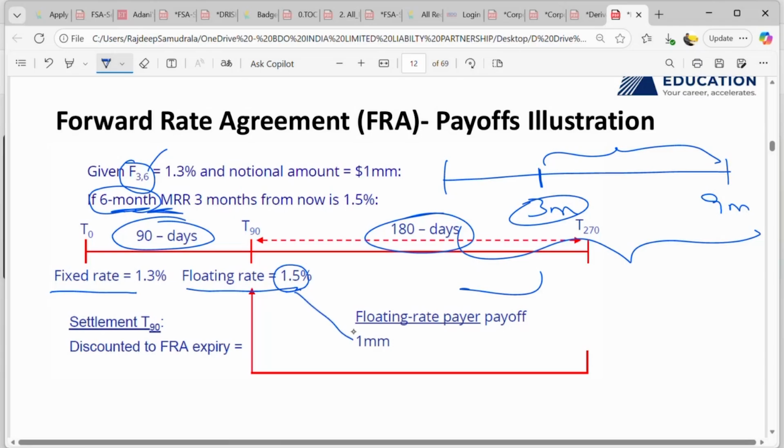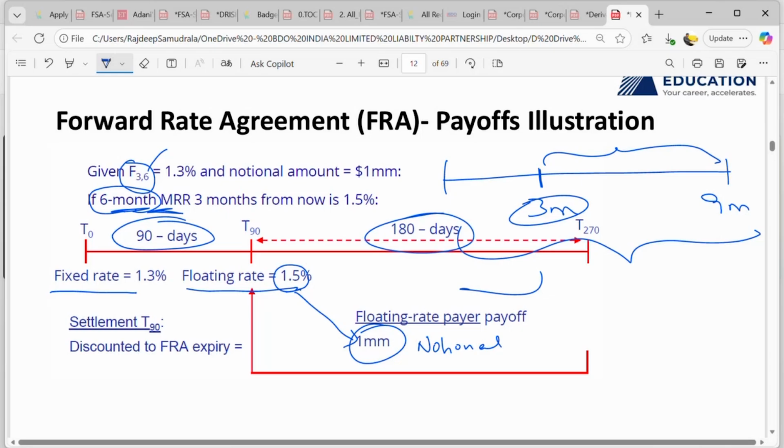What is the rate going to be applied on? Notional amount of 1 million. This is your notional amount. Because this loan is not exchanging hands, it's just a notional amount. Now tell me, what is the payoff going to be? Answer. What will be the payoff?